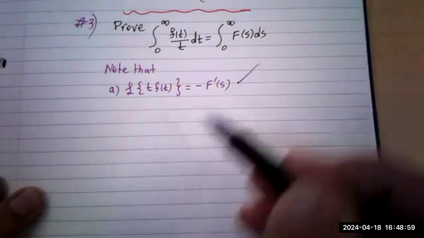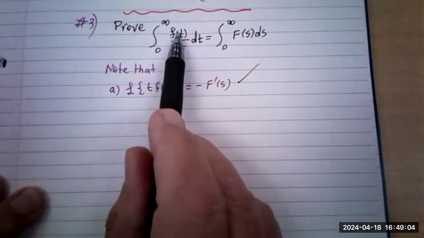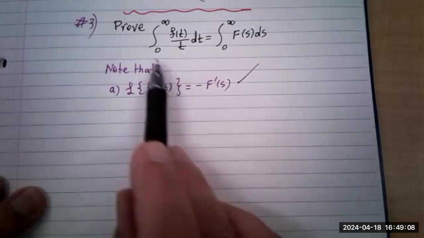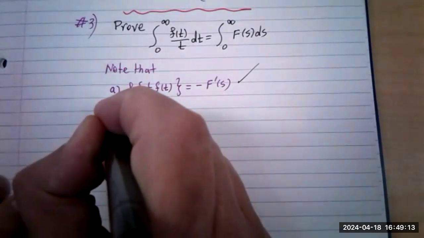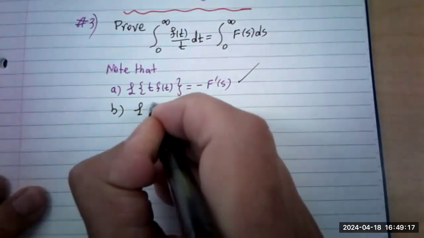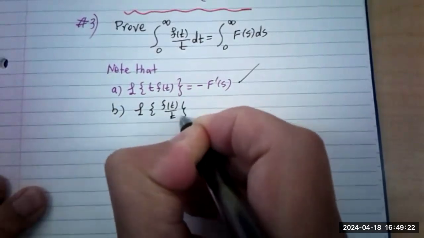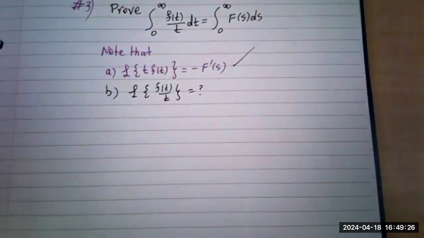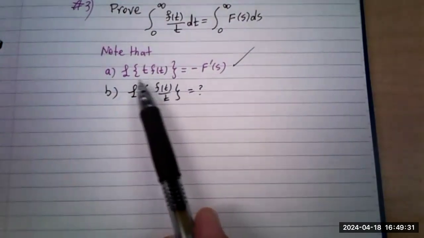So that's done. So what I'm going to do now is find the Laplace of f of t over t using this formula. Then I get the integral. Okay. So in part B of this problem, you are interested to find the Laplace of f of t over t. Okay. Want to find this one? So what you have to do is get the connection with this.